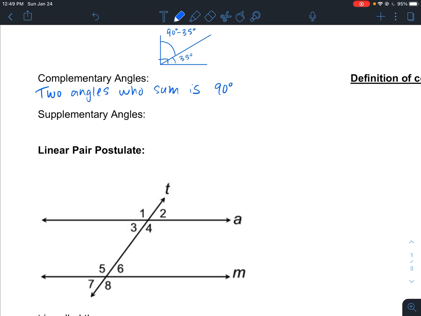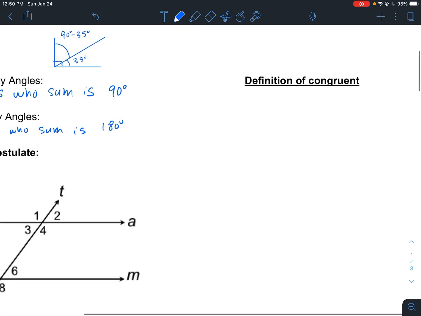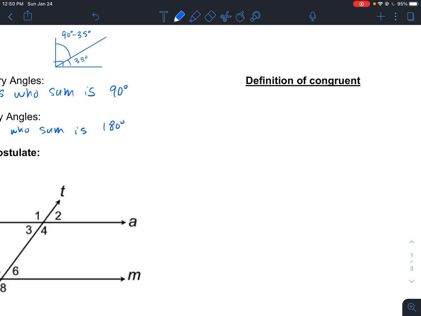A supplementary angle is similar: two angles whose sum is 180 degrees. So again, here's a line, and lines have 180 degrees. If this were split into two, this would help us determine the two angles given one of them.